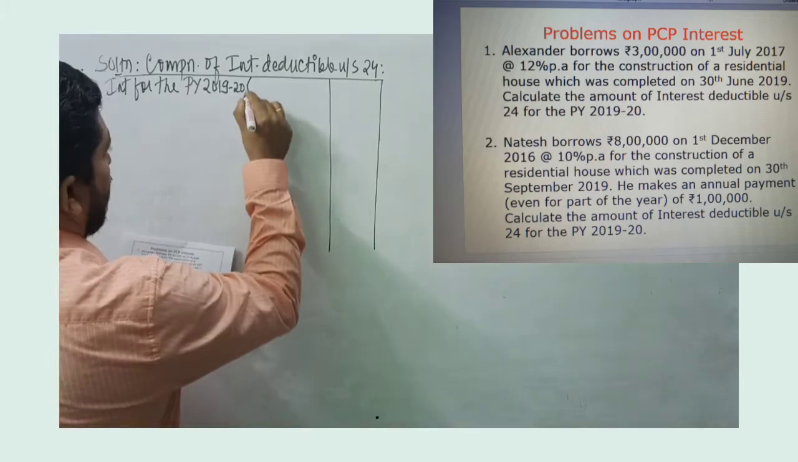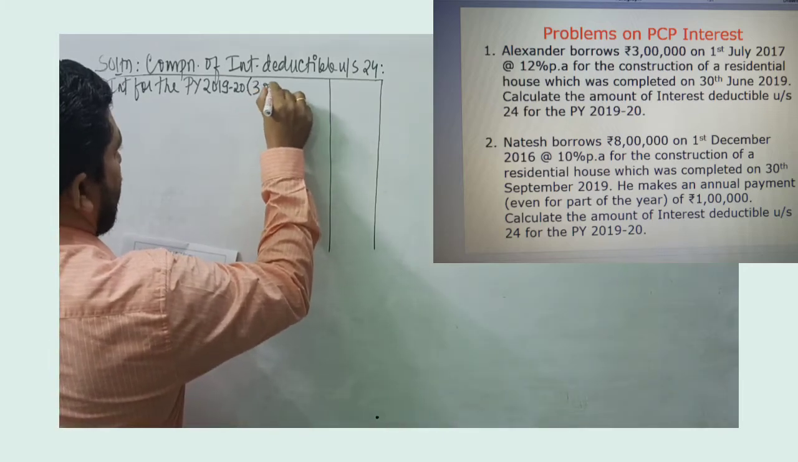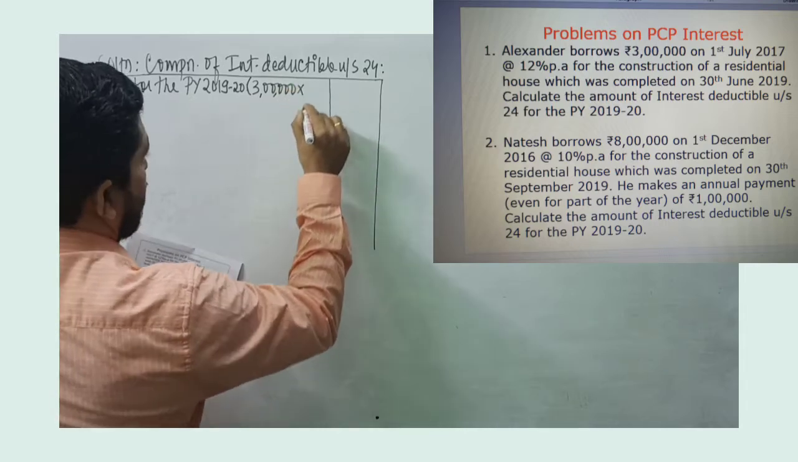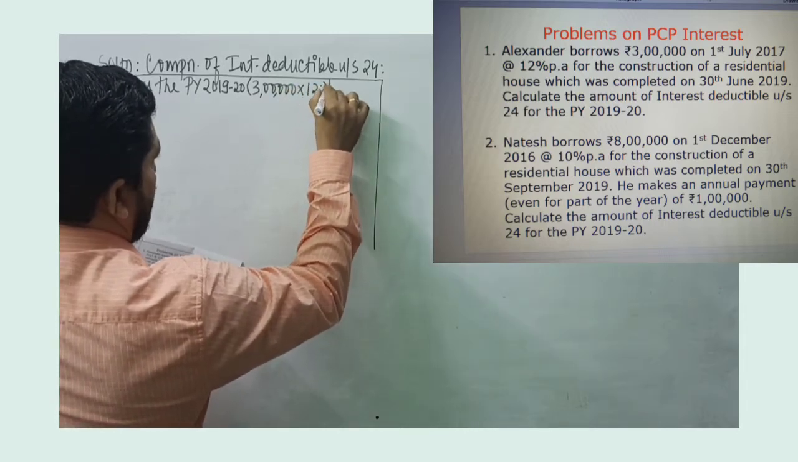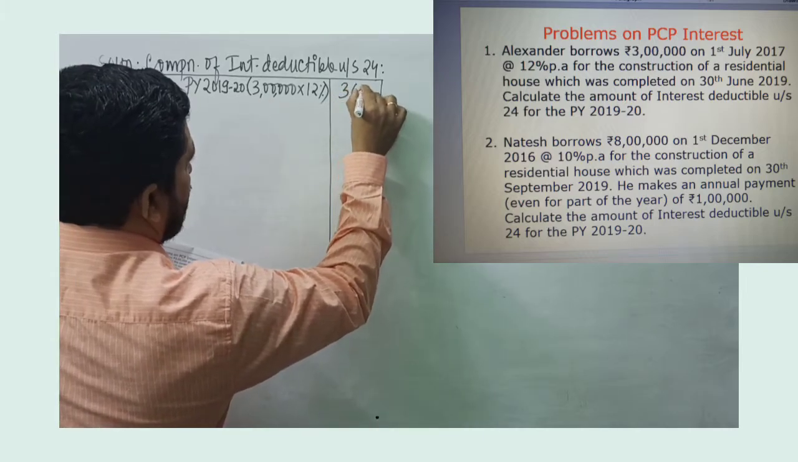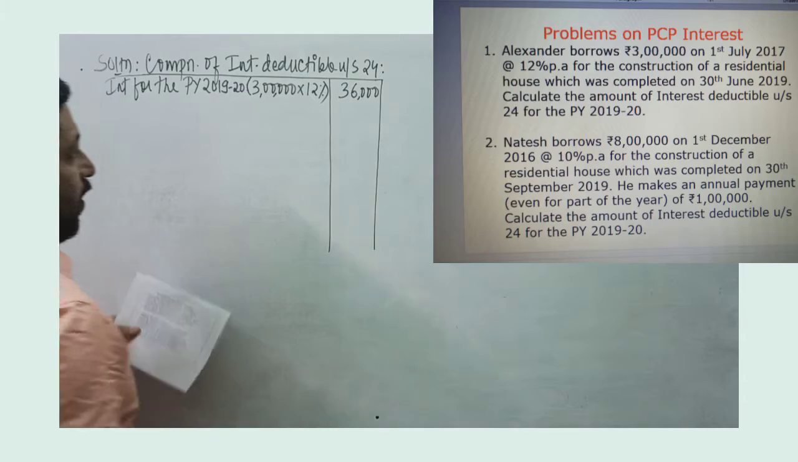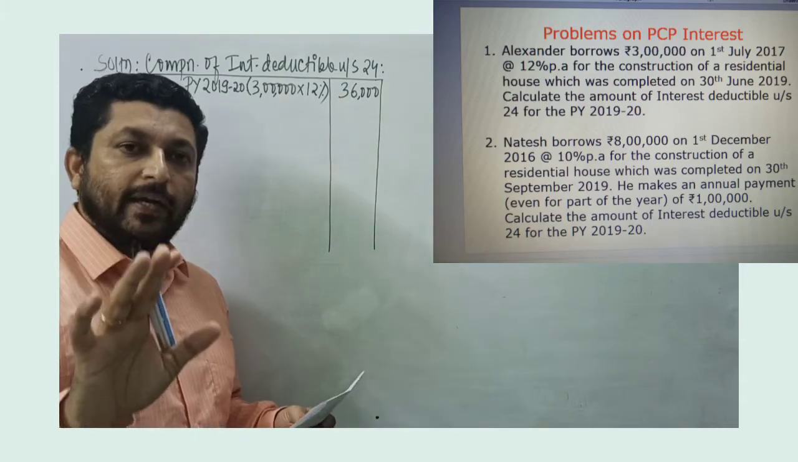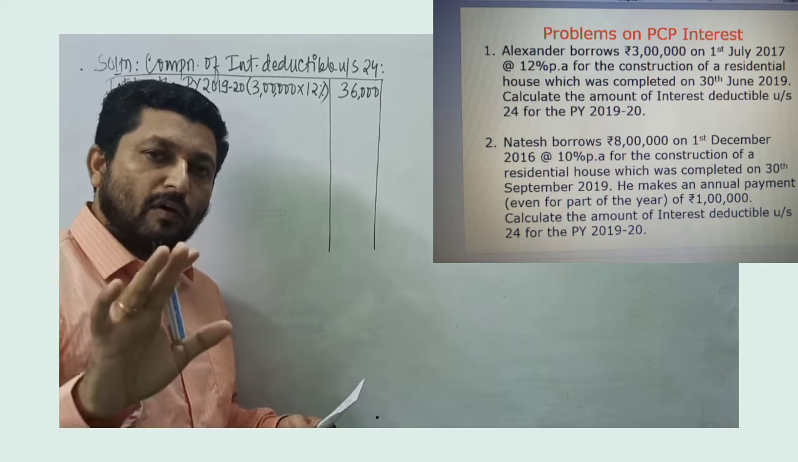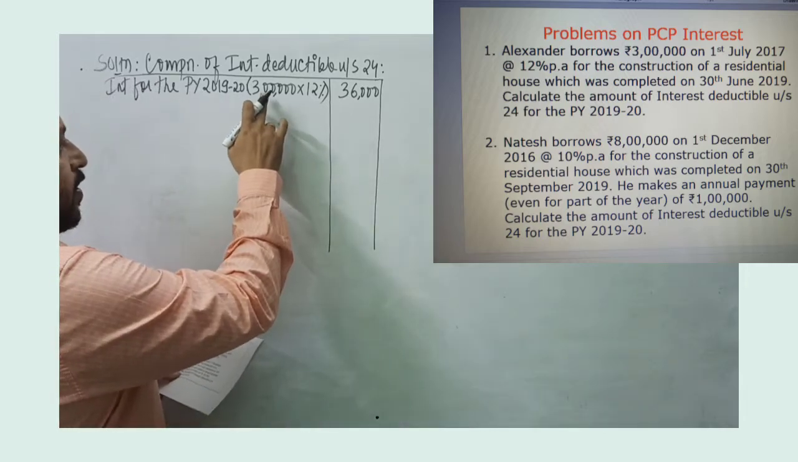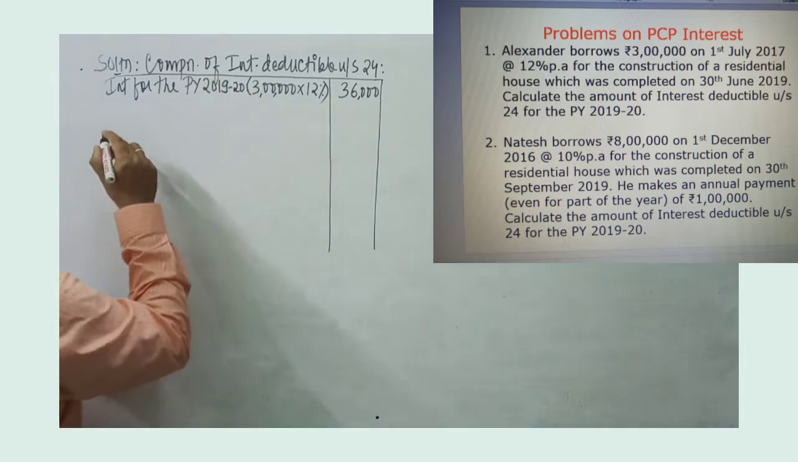We are given that the amount borrowed is 3 lakh rupees and the rate of interest is 12%. So 3 lakh into 12% works out to 36,000. This is the interest for the previous year 19-20. It does not form a part of pre-construction period interest because the construction is completed in this particular year.